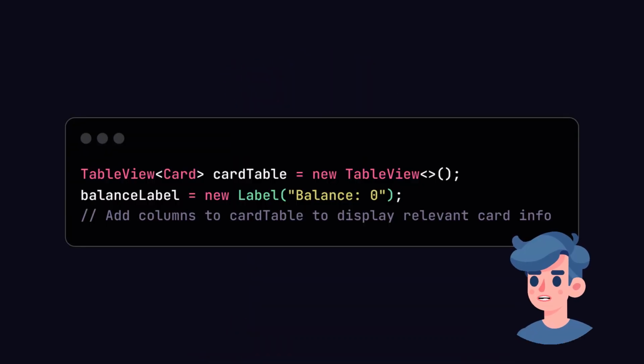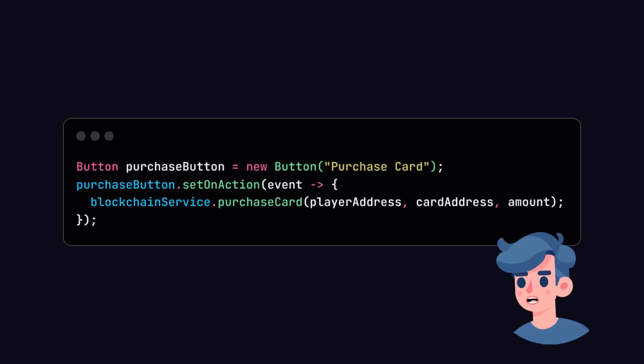Now let's create a user interface to view our digital cards and their balances. For this, we'll use a table view to display card information and player balances. Next up, let's add functionality to purchase cards. We will need a button that, when clicked, invokes the purchaseCard method from our BlockchainService.